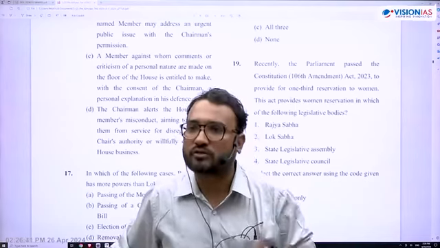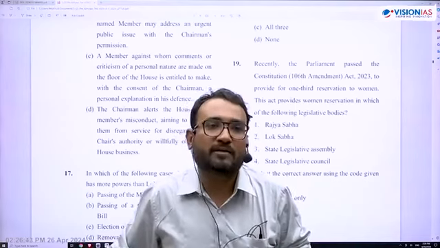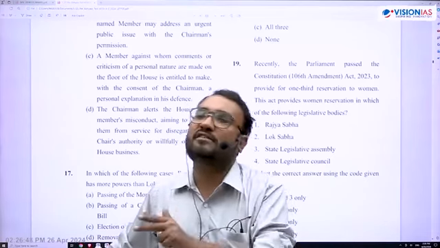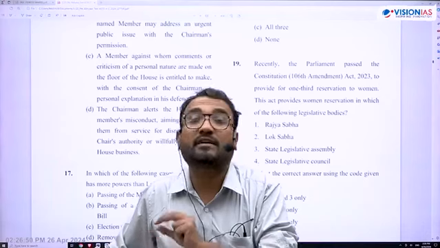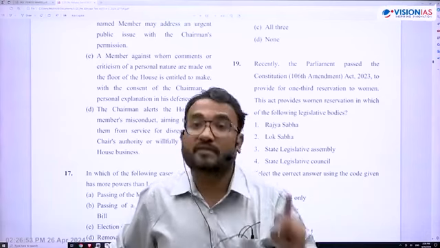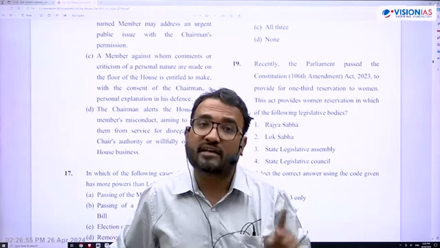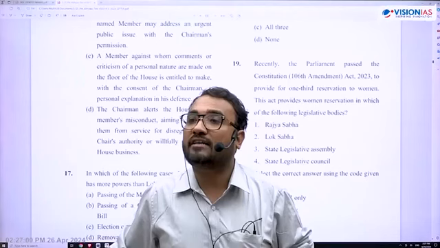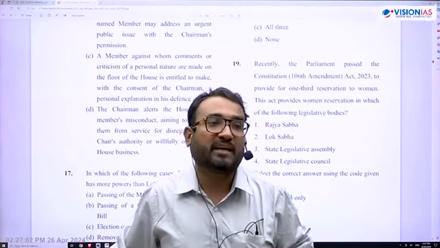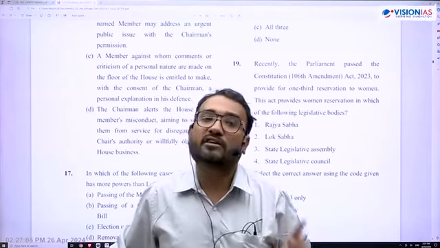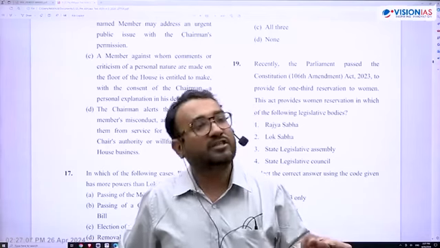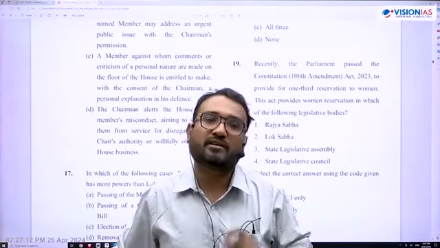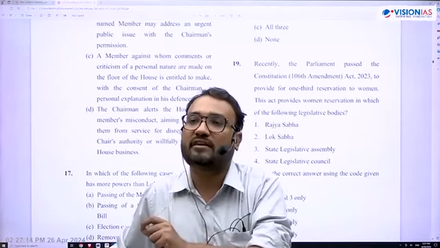Third, most important point: never get confused between reservation in public employment, reservation in educational institutions, versus reservation in Lok Sabha and State Legislative Assemblies. Reservation in educational institutions, IIT Delhi, Central University of Hyderabad, University of Delhi, National Institute of Fashion Technology or Indian Institute of Management, are all covered under Article 15 Clause 5. Reservation in public employment is covered under Article 16 Clause 4. Reservation in Lok Sabha is covered under Article 330 and State Legislative Assembly under Article 332.